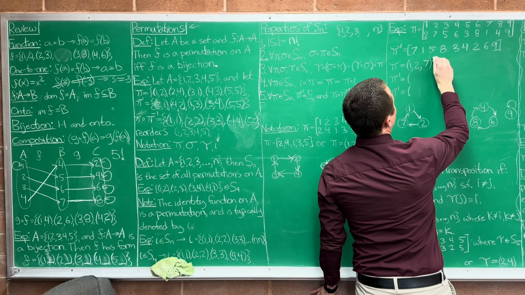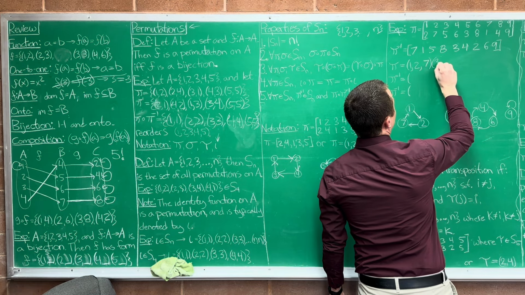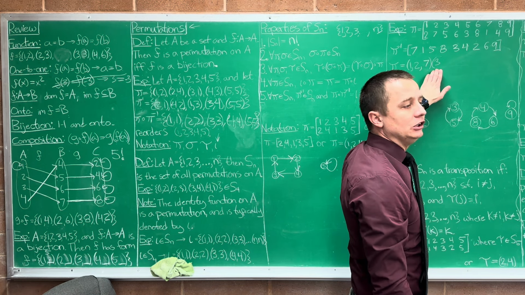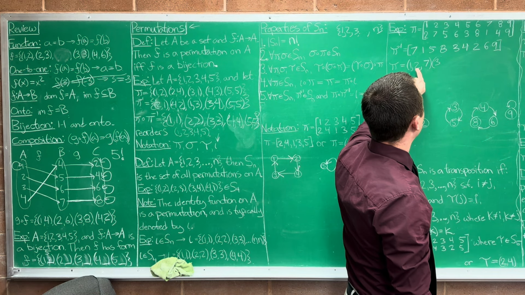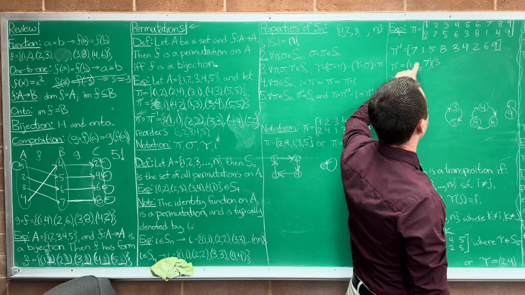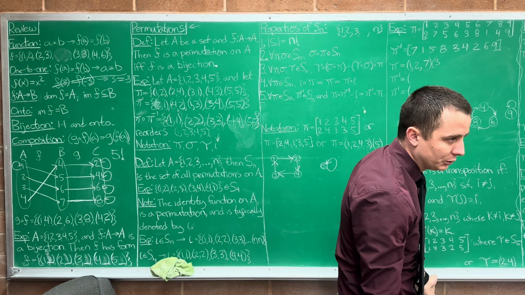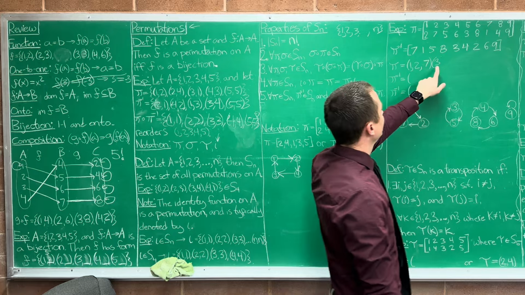Next cycle, what is the smallest number we haven't used yet? 3. So we start with 3. Now, you don't have to start with the smallest number you haven't used yet. It's just a convention. I could have written this cycle starting at 2, and done first 2, then 7, then 1. And it still would be perfectly valid notation. So, just convention. But following the convention, what does 3 map to?